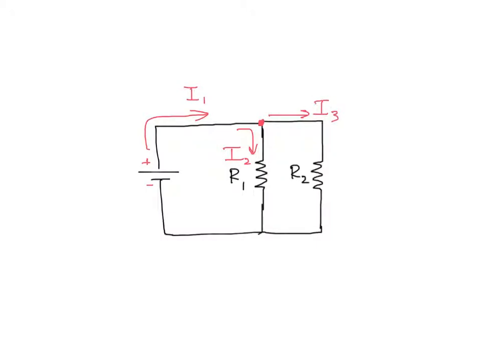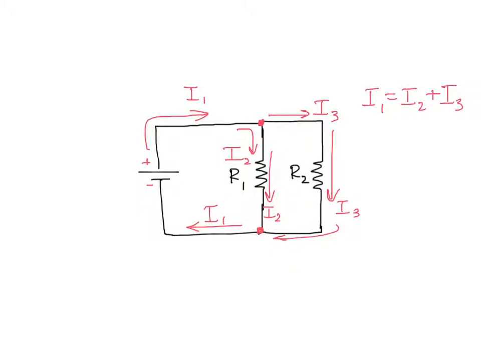Once that current branches off from that node, that junction point I should call it, all of I2 is going to go through R1, and then it's going to come into this junction point right here. I3 will pass through resistor 2, and then all of I3 will come back into this node right here. And so I2 and I3 will join together again, and you'll have I1 back downstream of that node. So I1 is made up of the sum of the amount of current in I2 and I3.